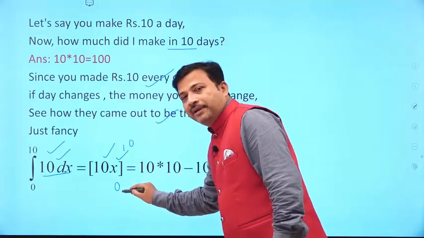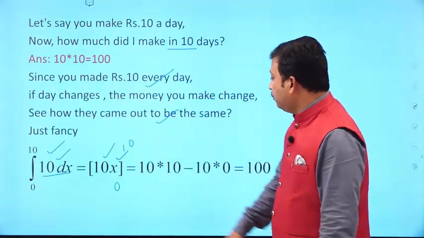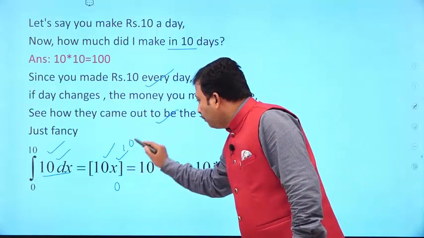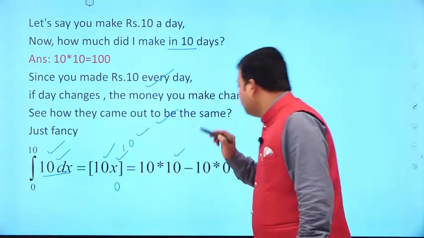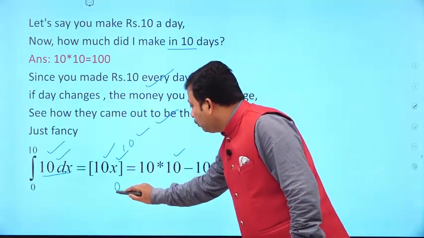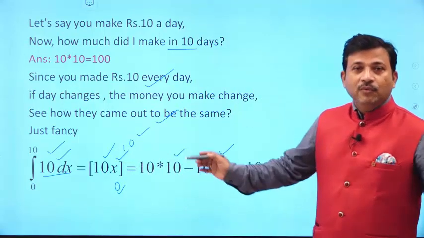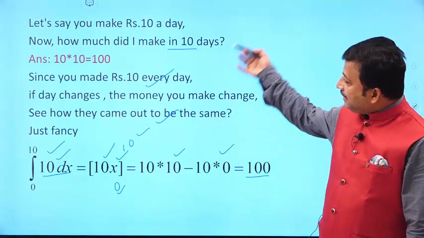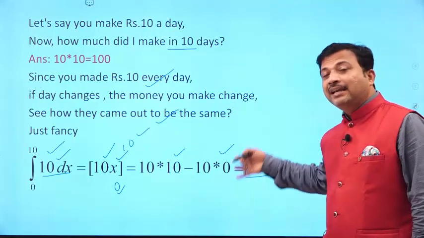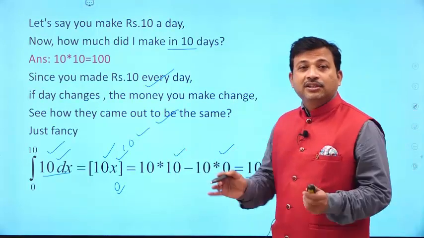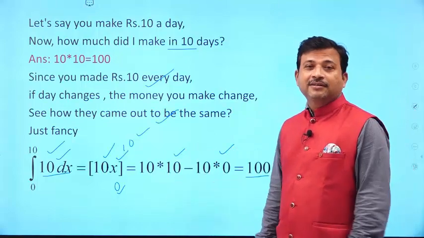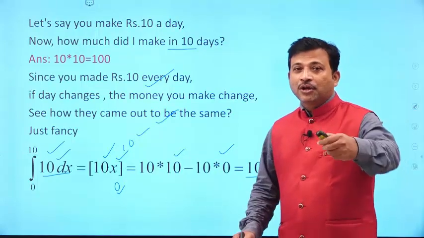Your limit is 0 to 10. This is called the lower limit, and this is your upper limit. So what you will do: 10 into the upper limit, 10 into 10, minus 10 into the lower limit, 10 into 0, equal to 100. Did we get it? So the same type of problem we represented in integration. So integration is easy. I don't feel it's difficult.